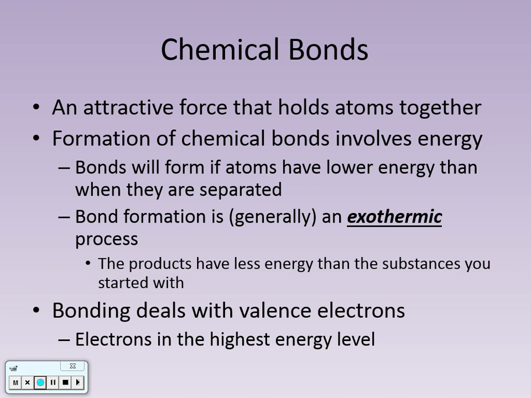And finally, bonding deals with valence electrons. That's a term that we've introduced before. Where are valence electrons? Outermost shell. And as far as its relation to the nucleus, what are we talking about? Farthest away from the nucleus. So bonding deals with valence electrons: electrons in our highest energy level, from the outermost shell, or the farthest away from the nucleus, or whatever we want to say, right? Okay, good so far? All right.